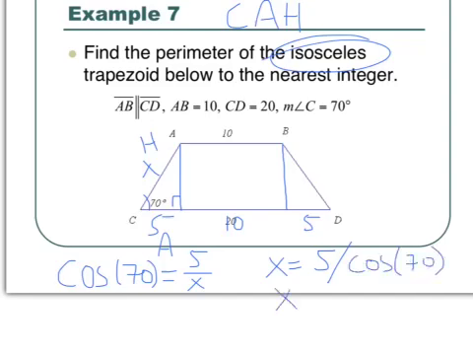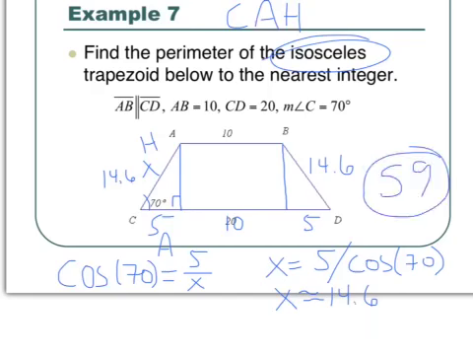So when we get x, we end up with about 14.6. So this is 14.6. This is 14.6. And I add all these together, 10 plus 20 plus 14.6 plus 14.6. And I end up with 59 being my nearest integer. All right. And that's that for that problem there.